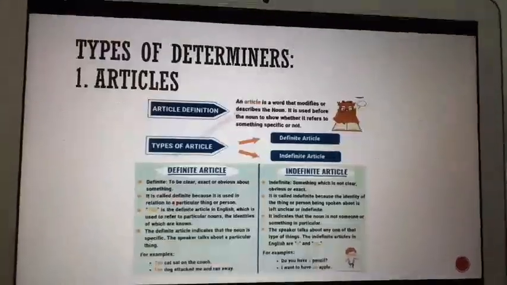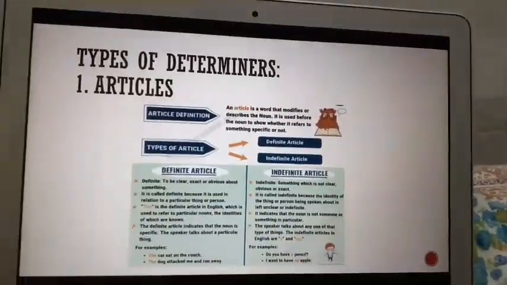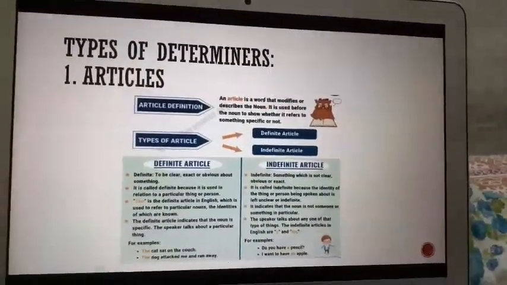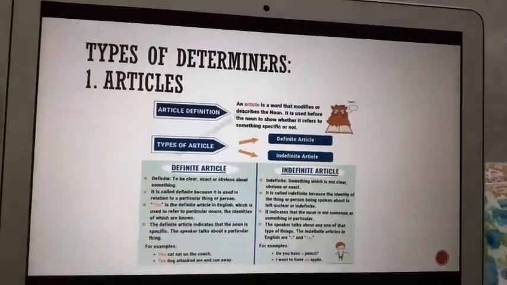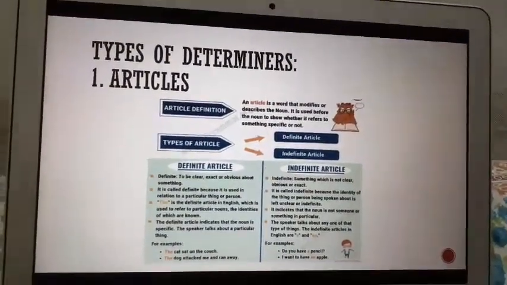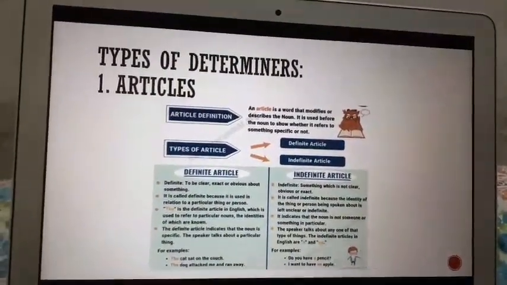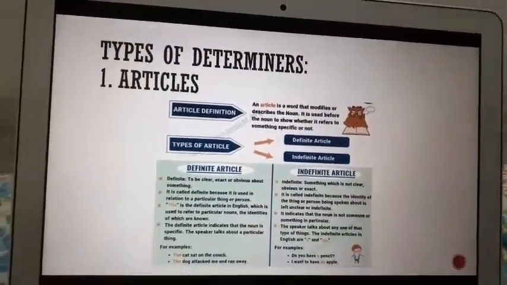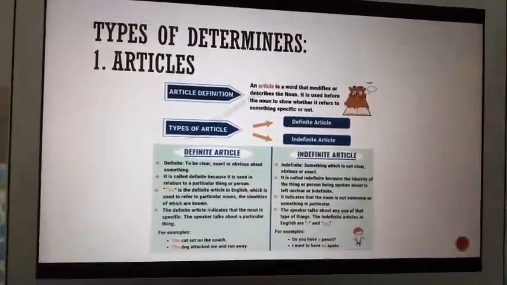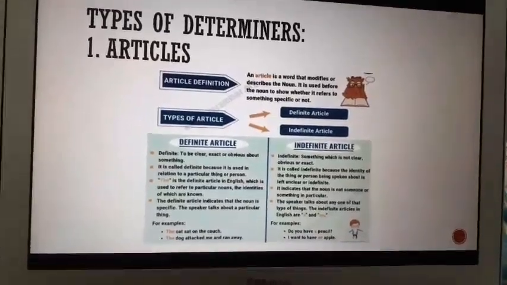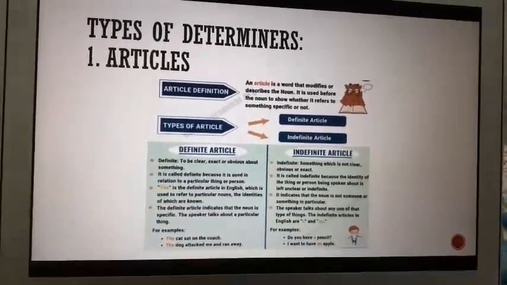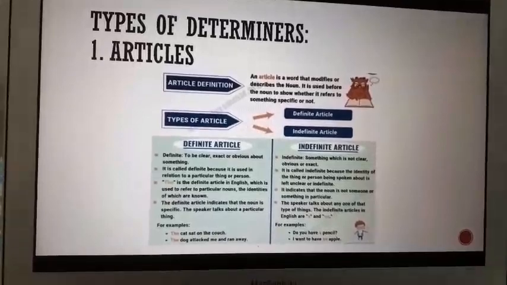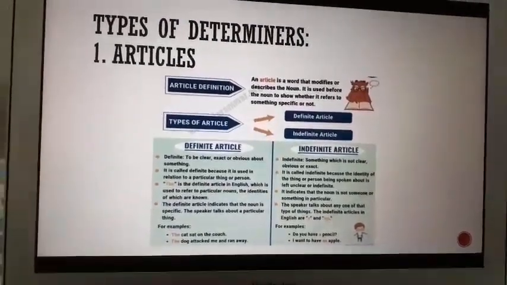Okay, let's move on to the next. Types of determiners. Let's come to the first one. Do you know what an article is? You all must have studied this in your previous classes. Articles are a, an, and the. These are three articles, right? Under articles there are also two types. It's divided into two types: definite articles and indefinite articles.